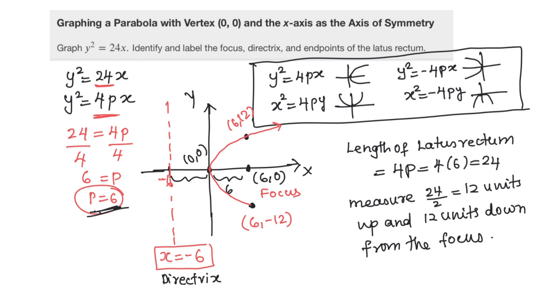After measuring 12 units up, 12 units down, I can join the points with a curve. So that is the parabola. A line through these 2 points, that is the latus rectum. Length of that line is 24. This is the focus, this is the directrix, this is the vertex, and the axis of symmetry, that is the x-axis. This is the graph of y square equal 24x.